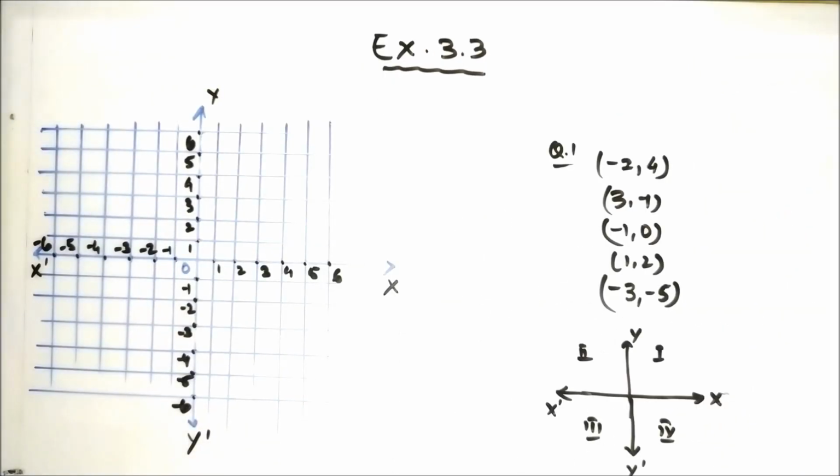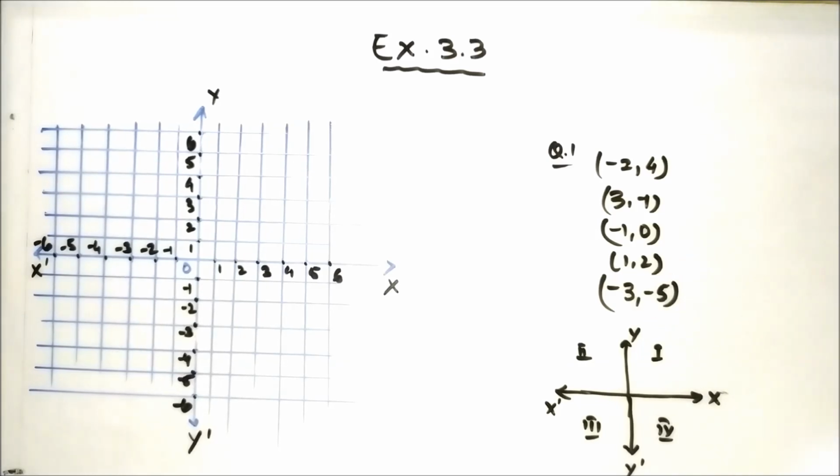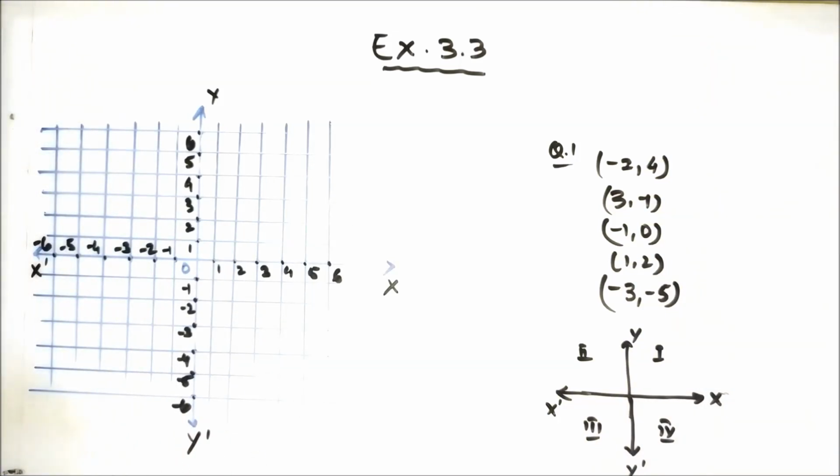Now let us move to exercise 3.3. Question number 1 says, in which quadrant or on which axis do each of the points, here the points I have written, minus 2, 4; 3, minus 1; minus 1, 0; 1, 2; and minus 3, minus 5 lie. You need to verify your answer by locating them on the Cartesian plane. Okay. So I have drawn here a Cartesian plane. This is in the form of the graph which you will get in your graph copy. If you mark the points in that graph copy, that will be more clear. Okay. So I'll just refer to this graph for that.